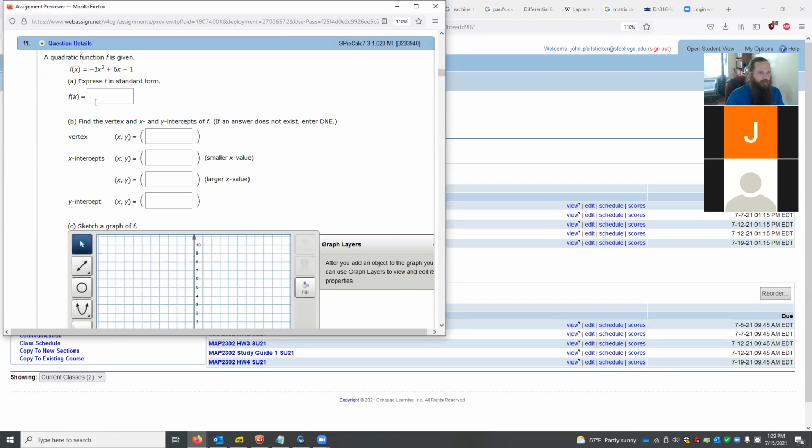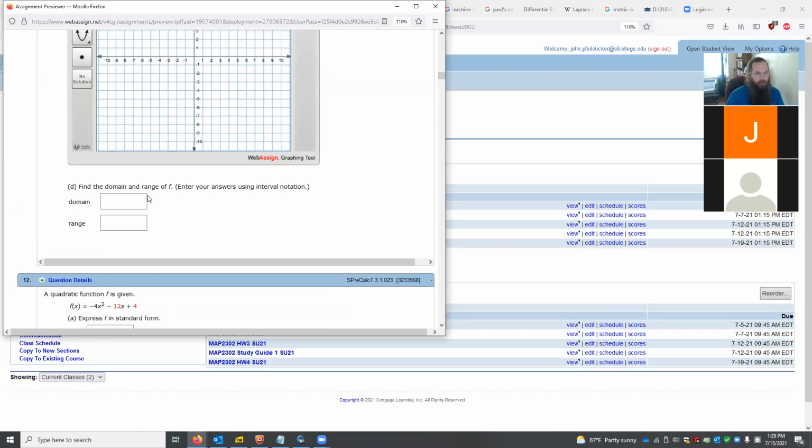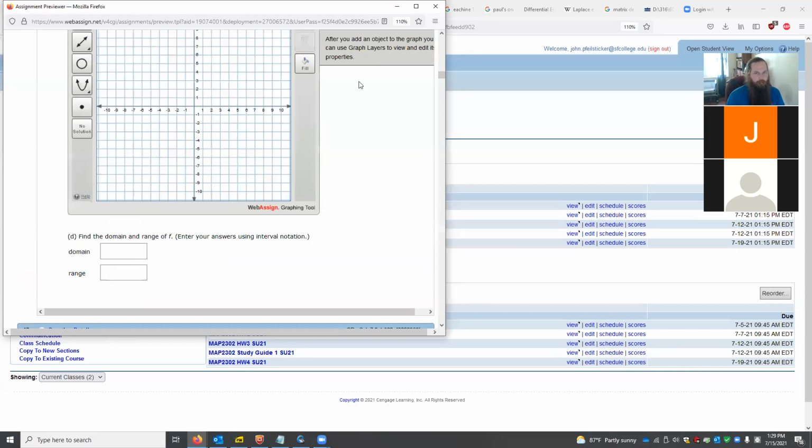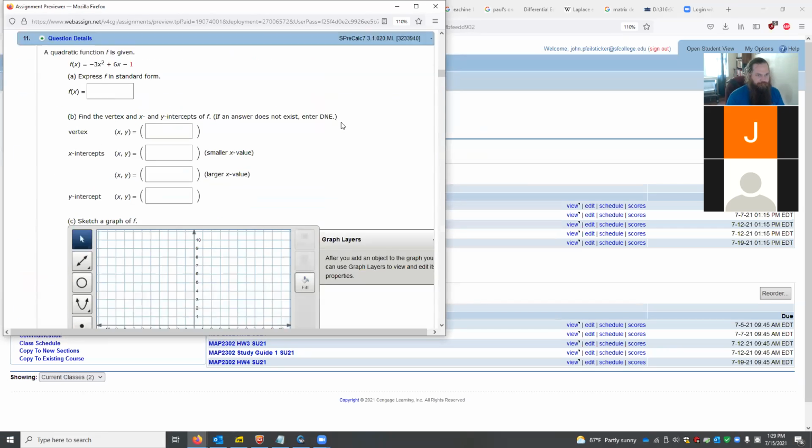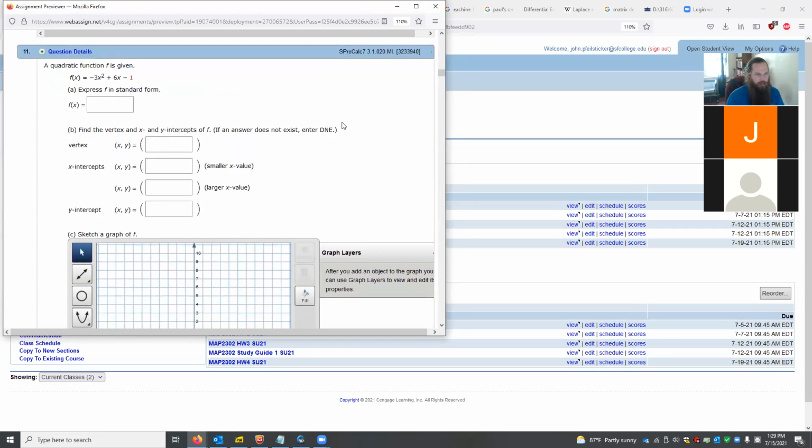Alrighty, so here in number 11, we've got a quadratic, -3x² + 6x - 1. Your number here may be different. We want to put this in standard form. Remember, by standard form, they mean vertex form, the a times (x minus h) squared plus k. Find the vertex, find the intercepts. Alrighty, and then draw the graph, give the domain and range. I think we can move through this reasonably quickly. I mean, not explicitly do each step, but -3x². So, one more problem.